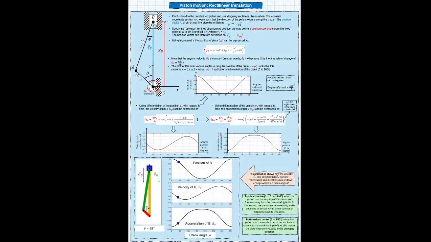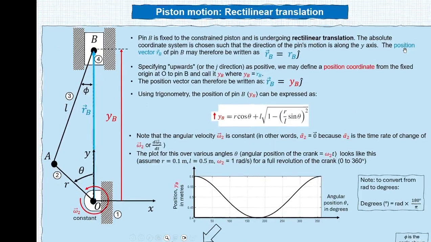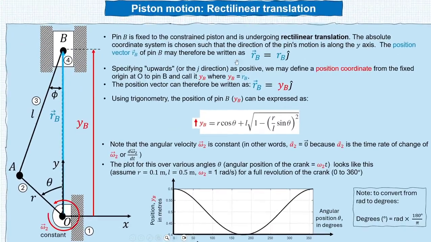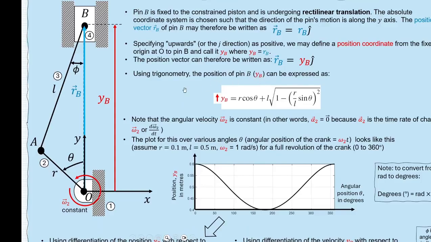Let us now confine our attention to the piston motion. As mentioned earlier, the piston undergoes what is known as rectilinear translation. We can observe this by looking at the position vector RB, which can be only written with one component in the J direction. In other words, its position coordinate is only in the Y direction and can be represented as Y subscript B. Using trigonometry, we can work out what this position coordinate is.